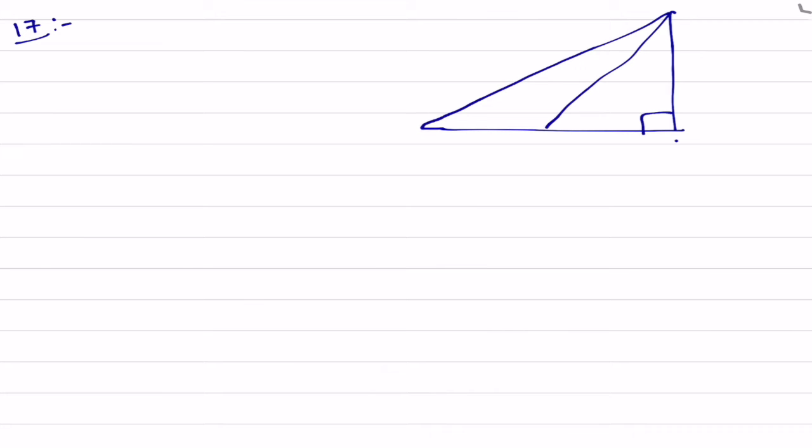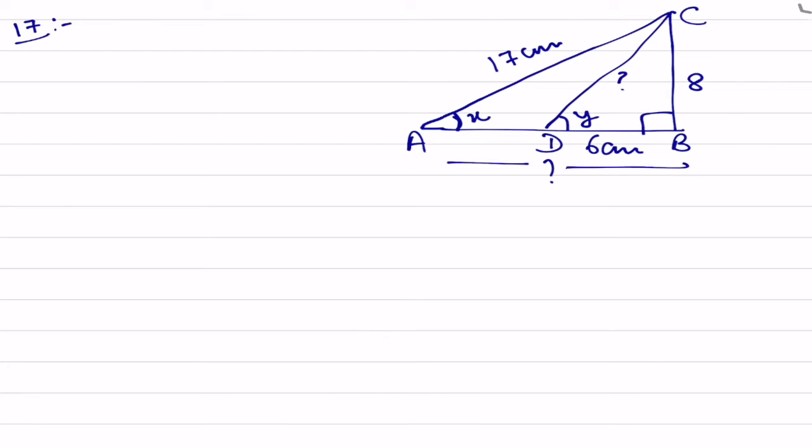There are two right angle triangles, children. One is triangle CBD, this is your right angle triangle, and the other triangle is ABC. Here they have given this angle is x and this angle is y. Perpendicular is 8, hypotenuse in the bigger triangle is 17 centimeter, and DB is 6. So first by Pythagoras we will find out DC and AB.